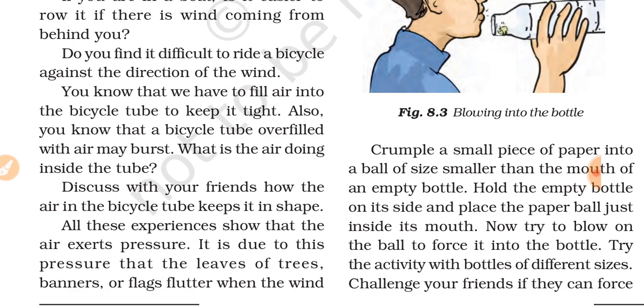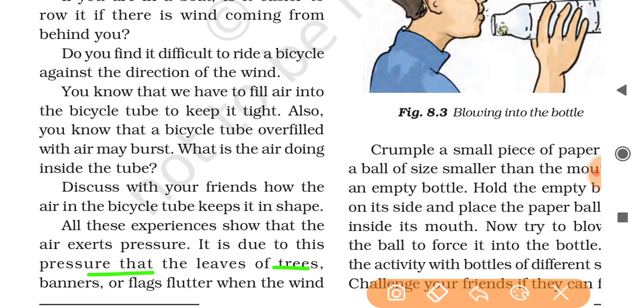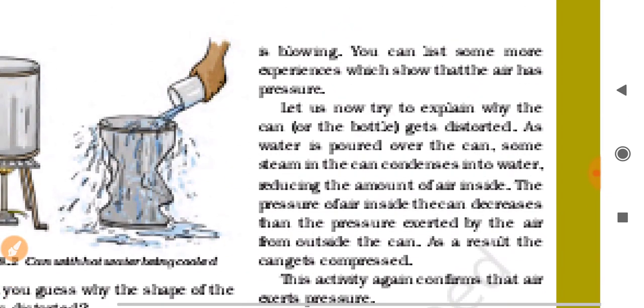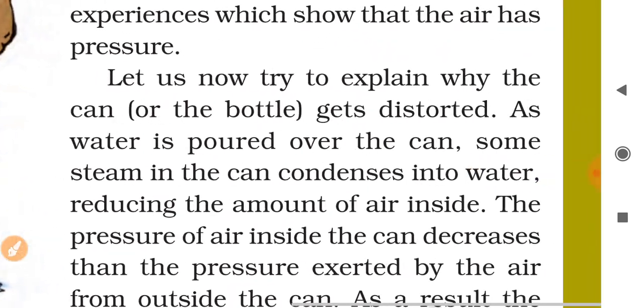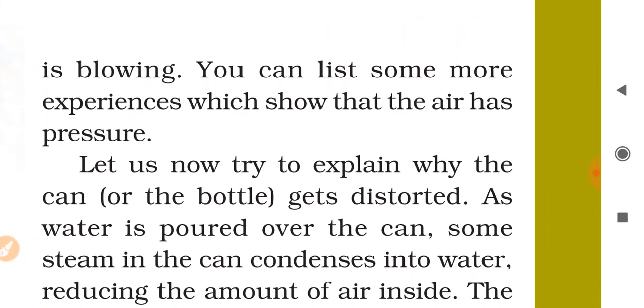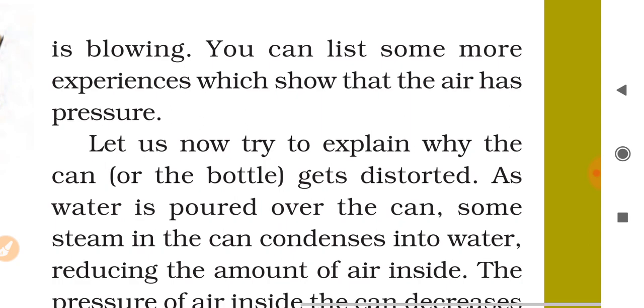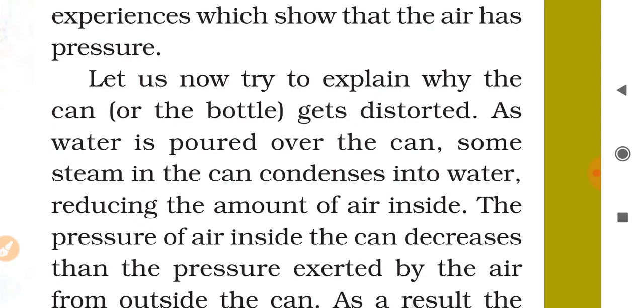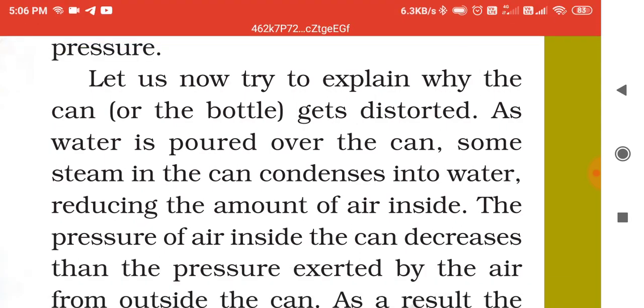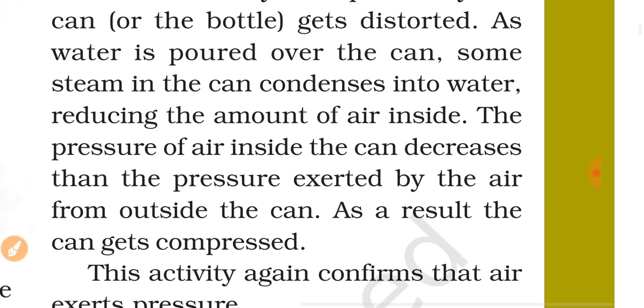It is due to its pressure that leaves, trees, banners, or flags flutter when the wind is blowing. You can list some more experiences which show that air has pressure. Let us now try to explain why the bottle or can gets distorted. As water is poured over the can, some steam in the can condenses into water, reducing the amount of air inside.